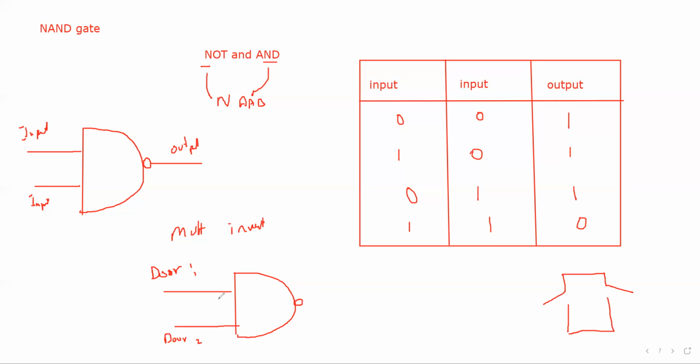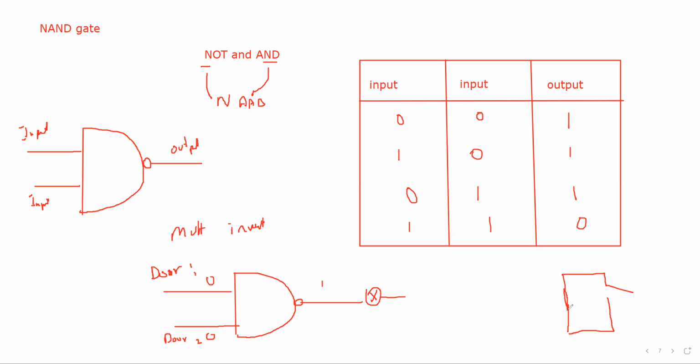So 0, 0, what will be the output for the NAND gate? Because the door is open means 0. So if both inputs are 0, the output will be 1. If output is 1, the indicator lamp will be on, so that the warning lamp will show that the doors are not properly closed. Instead of a lamp, you can also have a buzzer. So if a buzzer is there, then you will hear the sound.